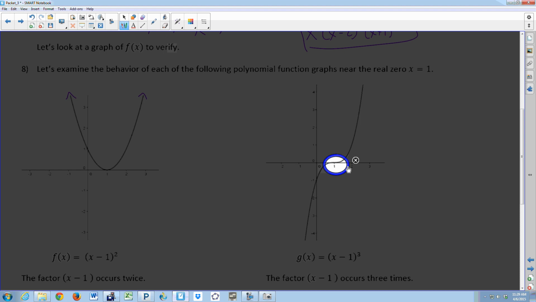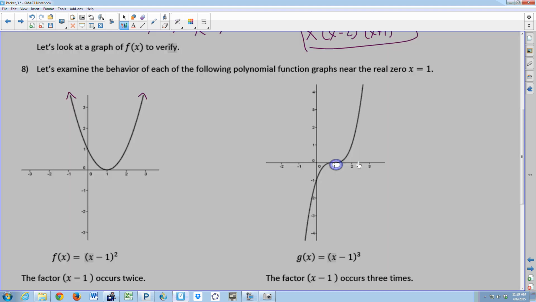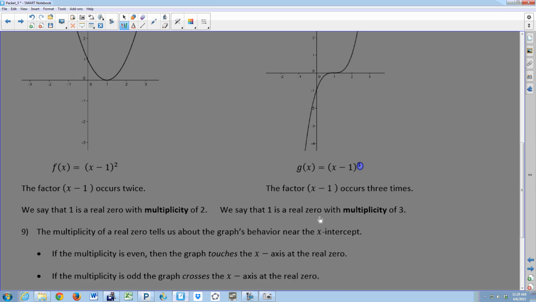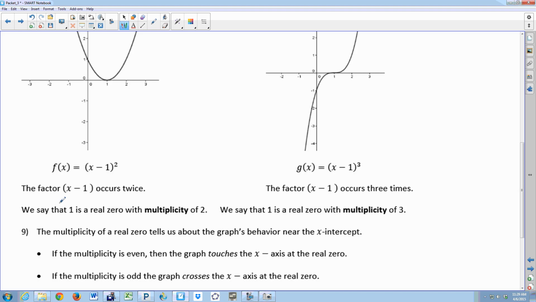My function changes sign. Now, it's not a straight line. If it was, my exponent would be a 1 on that 0. It's a cubic. It flattens out right there. So that tells you that your exponent on the 0 is a 3. So we say that 1 is a real 0 with multiplicity 2 in this first picture. And here we say 1 is a 0 with multiplicity 3.